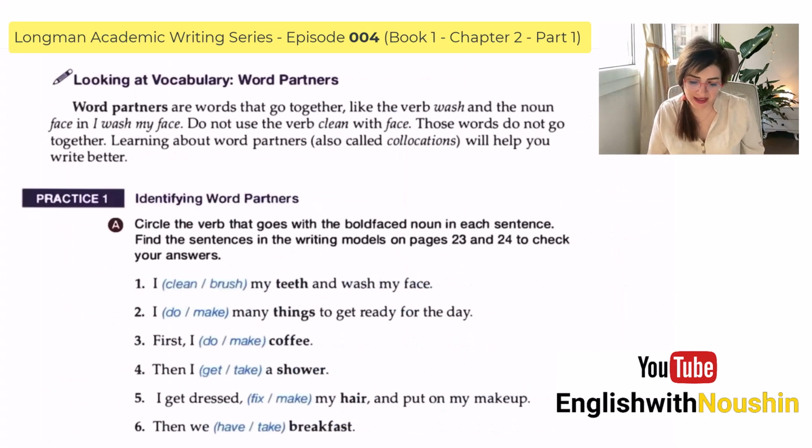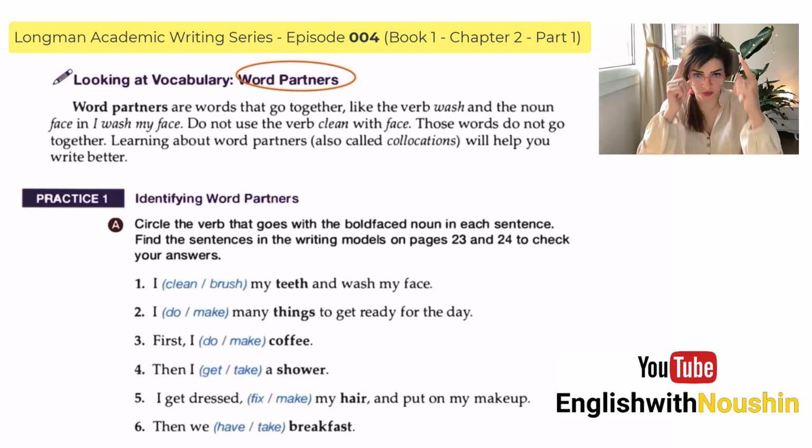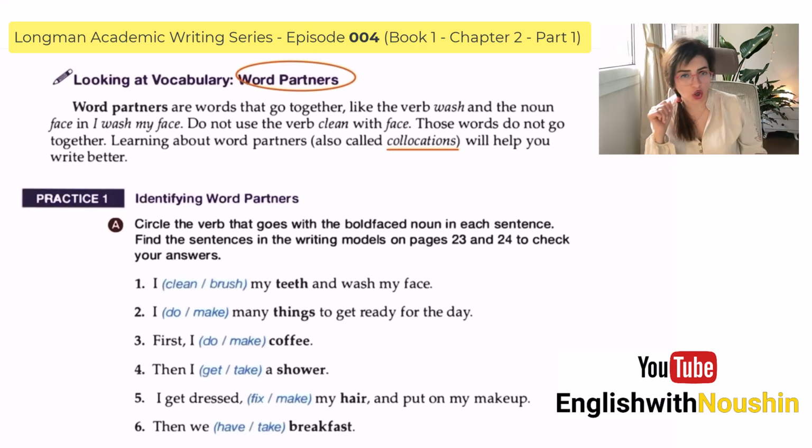Okay. Now, of course, one of the main ingredients of writing, we would say, is vocabulary. And we will be looking at different forms of vocabulary through the book as well. Today, we want to talk about word partners. You know the word partner, right? So word partners are words, like two words that come together, and we usually call them collocations.